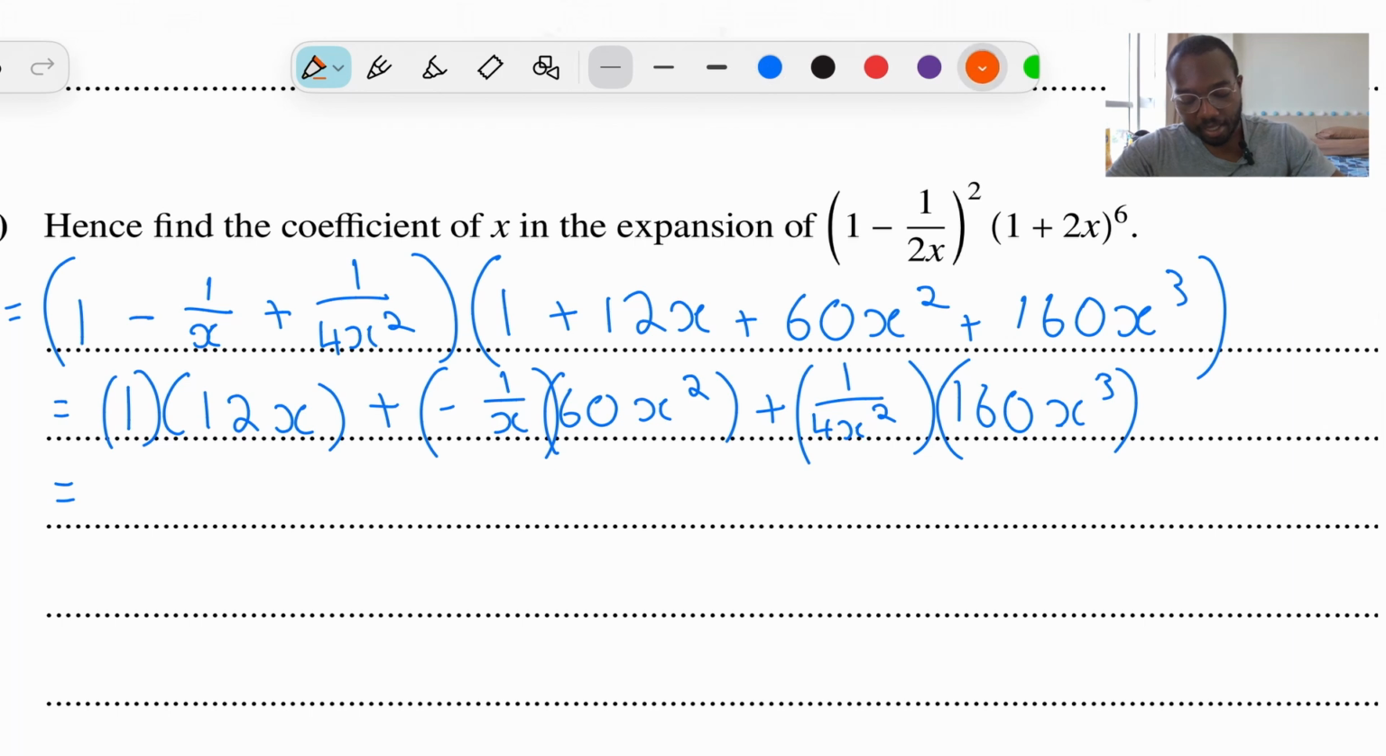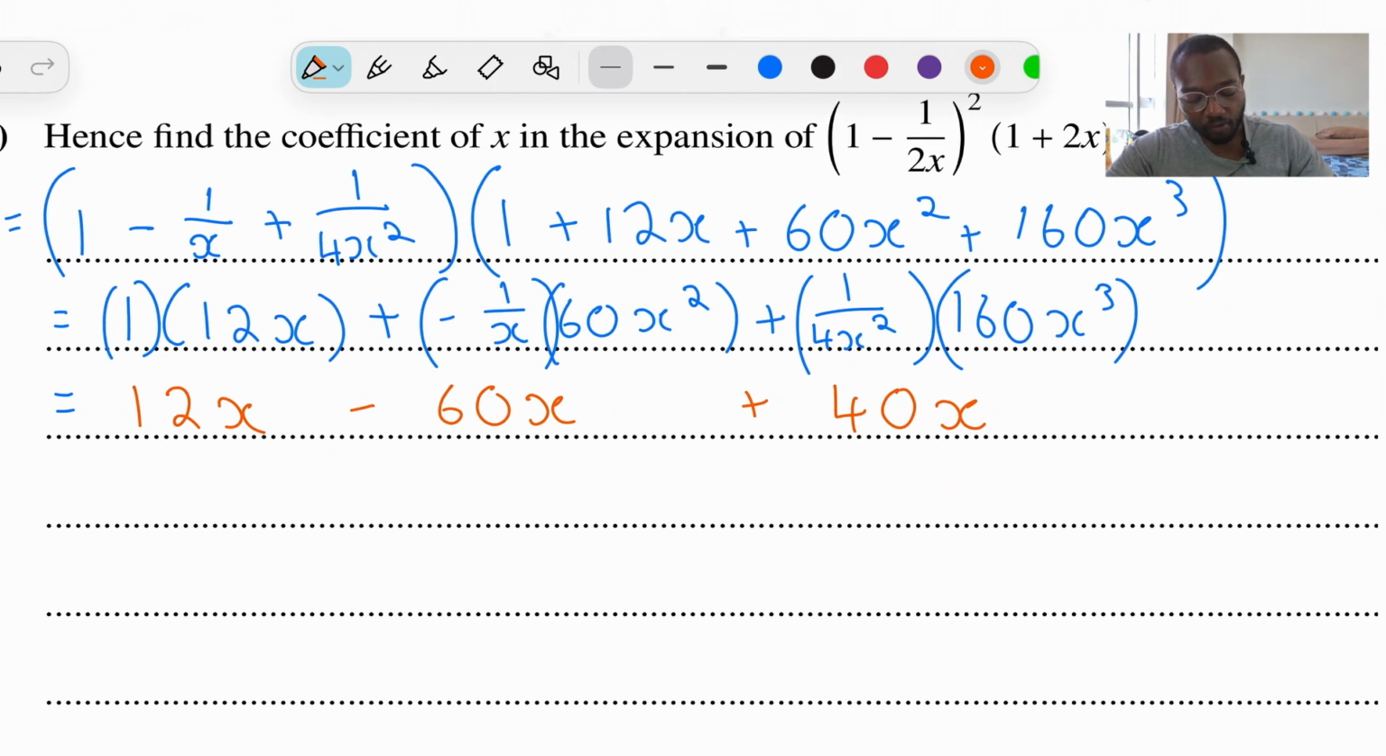And now let's work all this out. So we get a 12x. And then for this one, it would be a minus 60x. And then for that last one, 160 divided by 4 gives me a positive 40x. So we've got 12 minus 60 plus 40. Therefore, if we want to work out our x coefficient, what's 12x minus 60x plus 40x? That would give us minus 8x. Therefore, the coefficient of x is simply minus 8.